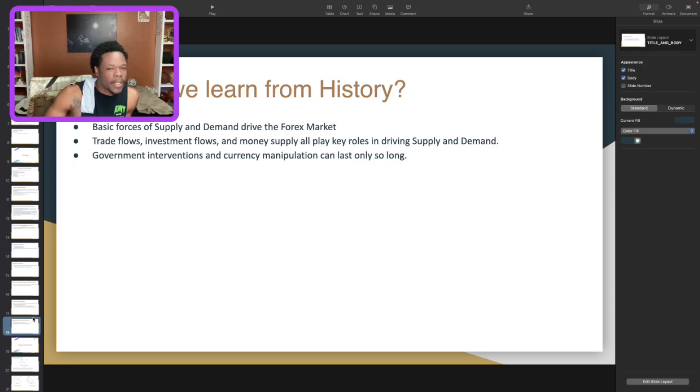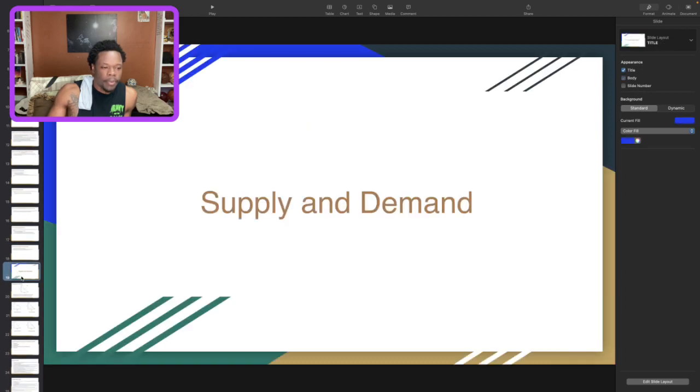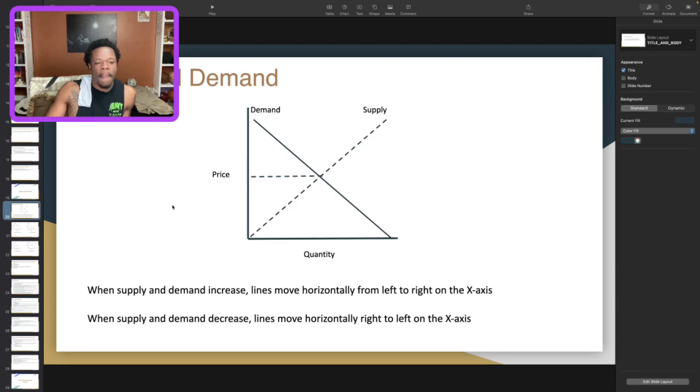So basically, what do we learn? Going through this brief summary, we learned that the basic forces of supply and demand drive the forex markets. Trade values, investment flows, and money supply all play key roles in driving supply and demand. Government interventions and currency manipulation can last only so long. So, moving forward, just getting into the key concept of supply and demand.